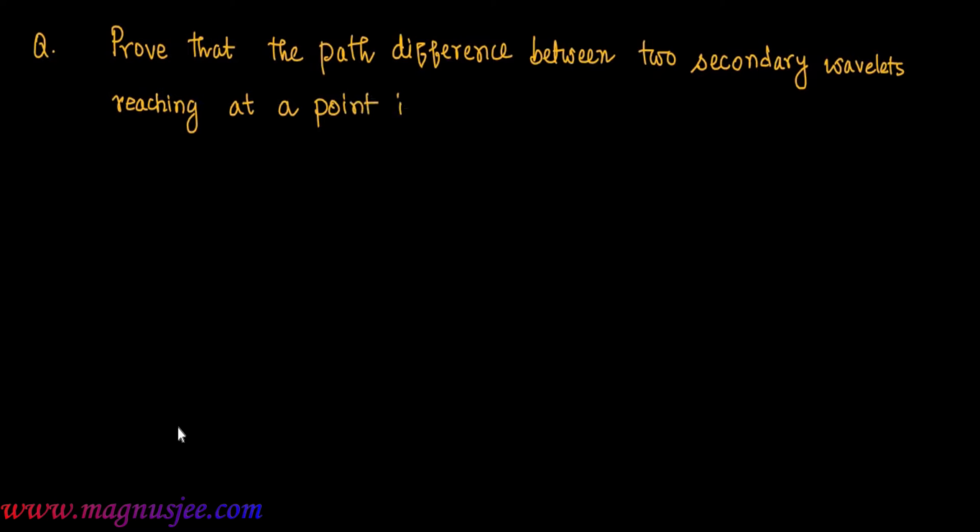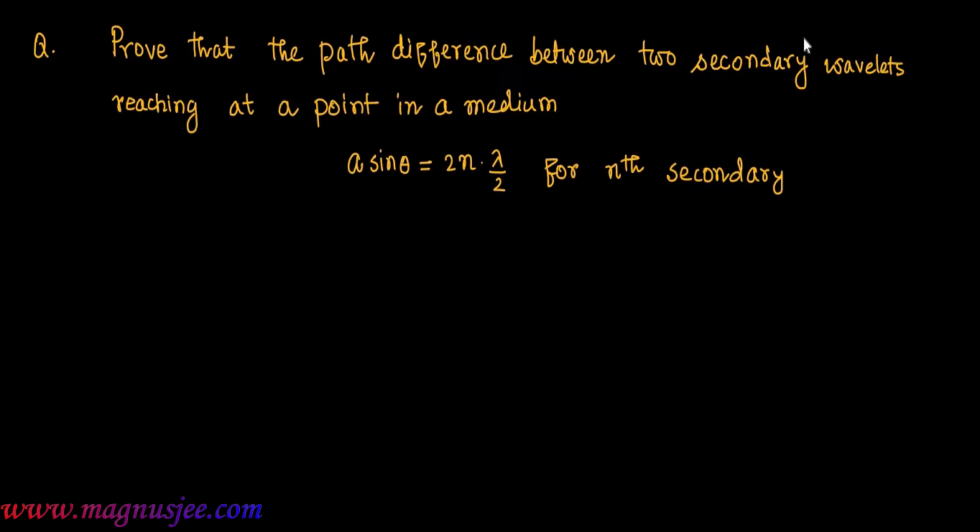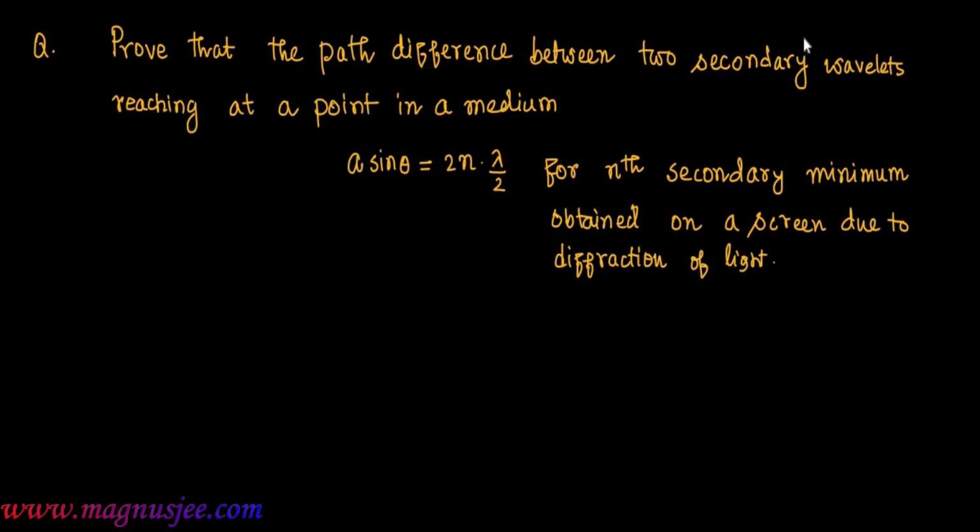Prove that the path difference between two secondary wavelets reaching a point in a medium is a sin theta equal to n lambda by 2 for the nth secondary minimum obtained on a screen due to diffraction of light.